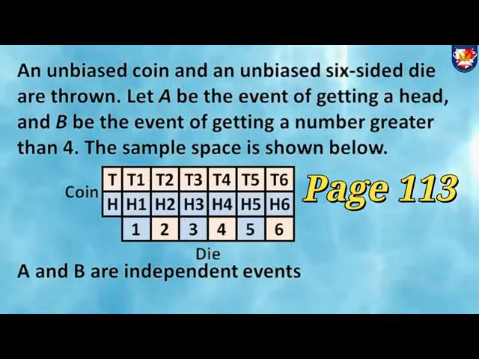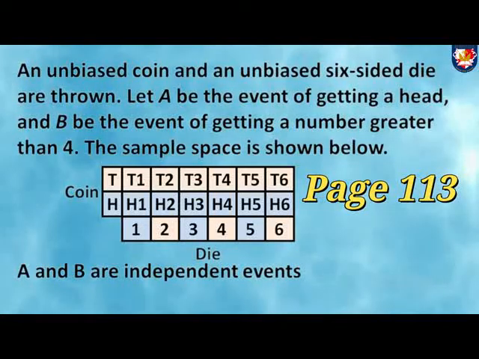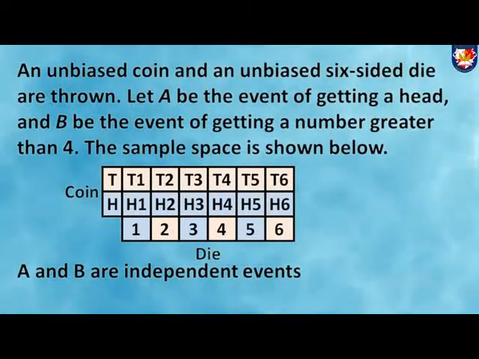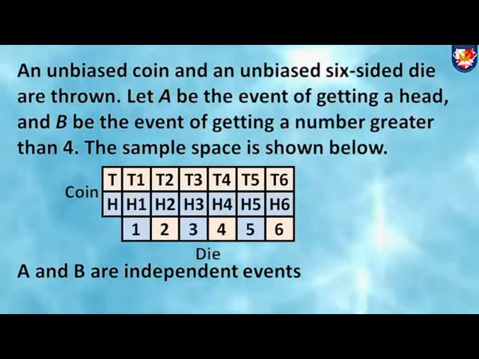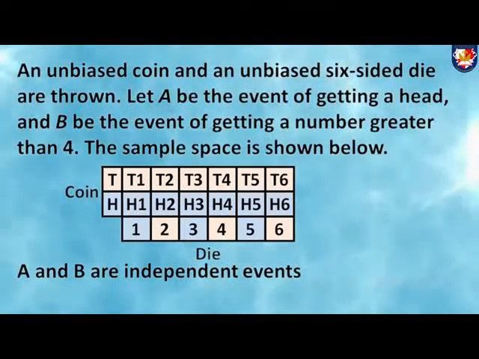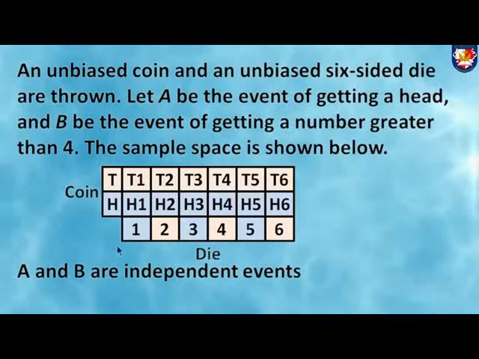An unbiased coin and an unbiased six-sided die are thrown. Let A be the event of getting a head and B the event of getting a number greater than 4. The sample space is shown below. A and B are independent events.